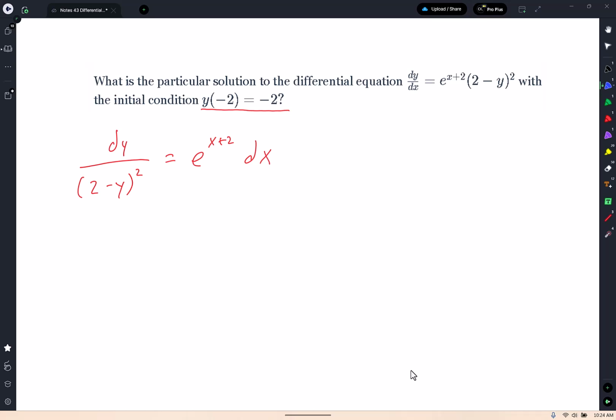I divided by 2 minus y squared, so you have to put it in the bottom. I gotta divide by 2 minus y squared, so it stays, it's going to go on the bottom. And this is like this over 1, you want to call it that. Times dx, so e to the x plus 2 times dx. All right. Here we go, guys. I'm going to go slow.